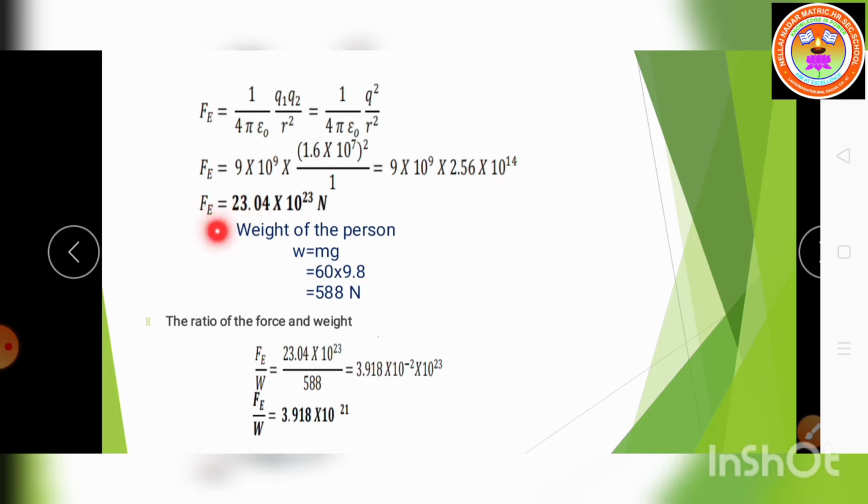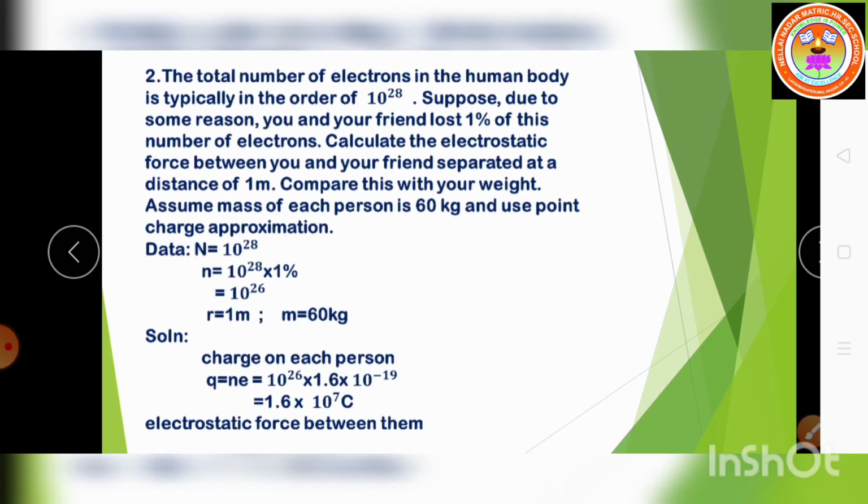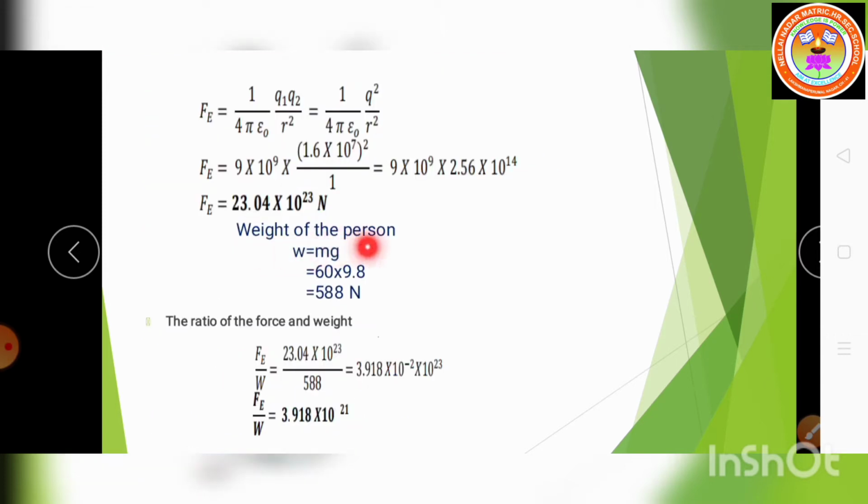So the value of the force F is equal to 23.04 into 10 power 23 Newton. Listen, here you want to compare this with your weight. What is the weight value they have given? 60 kg. Okay, by using this, we can calculate the weight of the person.